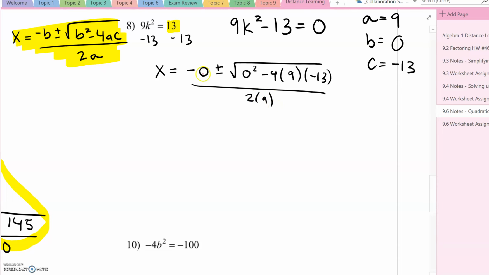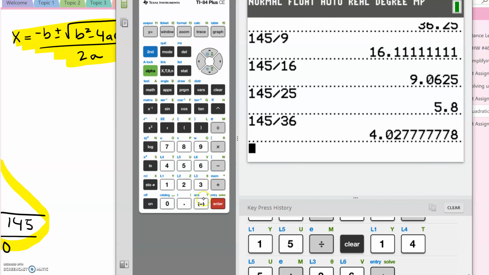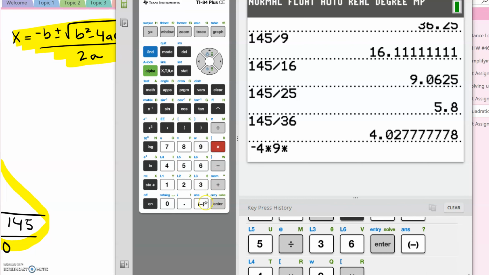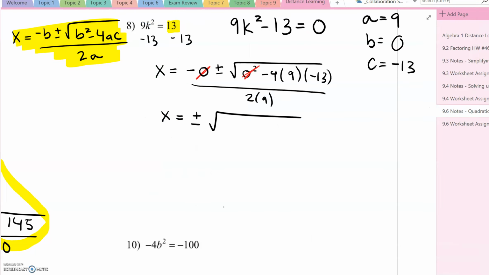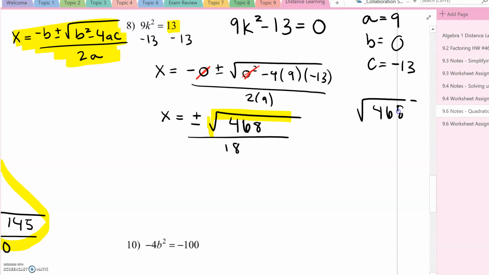Okay, so zeros don't matter. Those are going to go away. So we just get x equals plus or minus the square root of negative 4 times 9 times negative 13, which is 468, all over 18. As much as you would love to take 468 and divide it by 18, that's not following the order of operations. The first thing we need to do is simplify the square root because that acts like an exponent. So this brings us back to the first thing we learned in distance learning, way back to 9.3.